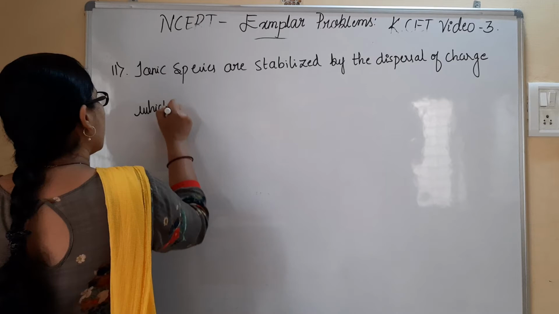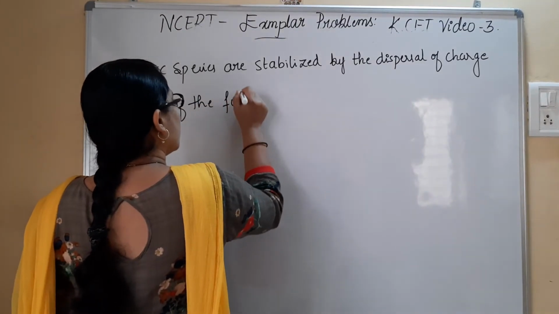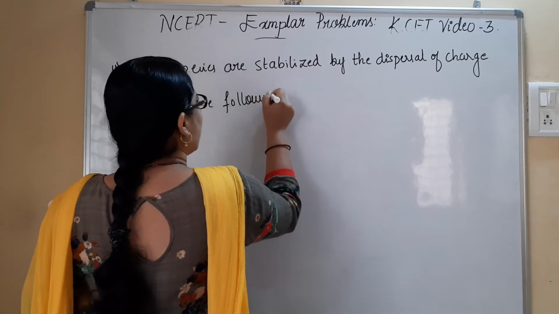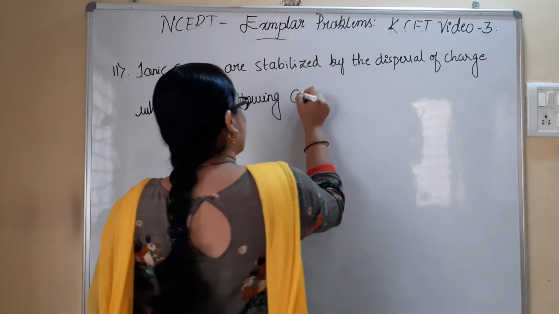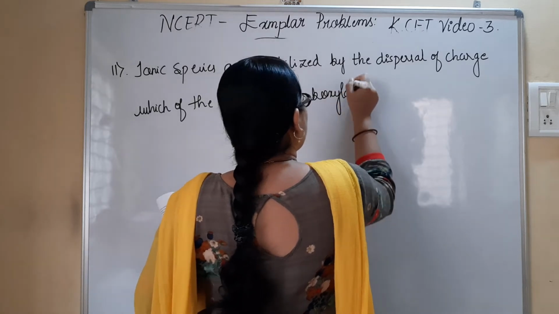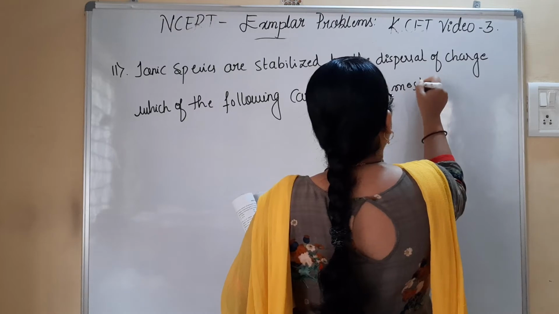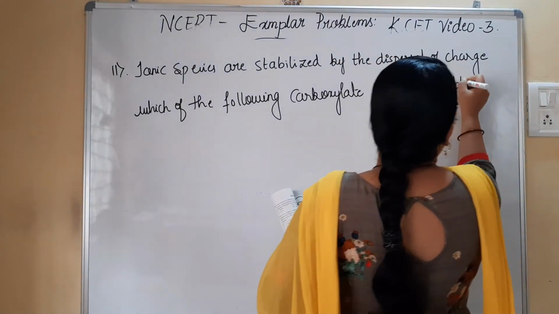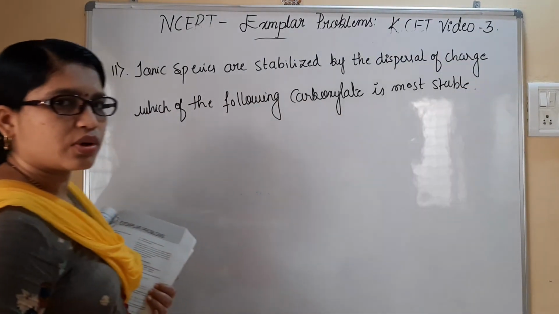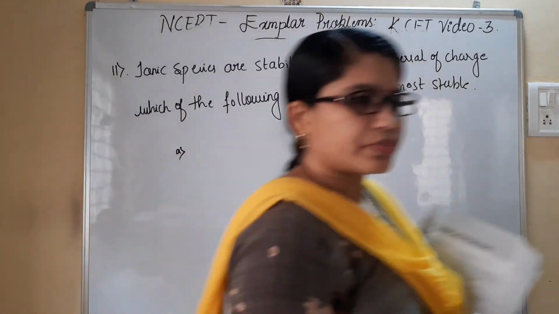Which of the following carboxylate ion is most stable? We have to find out the most stable carboxylate ion. Okay, let me write the options here.